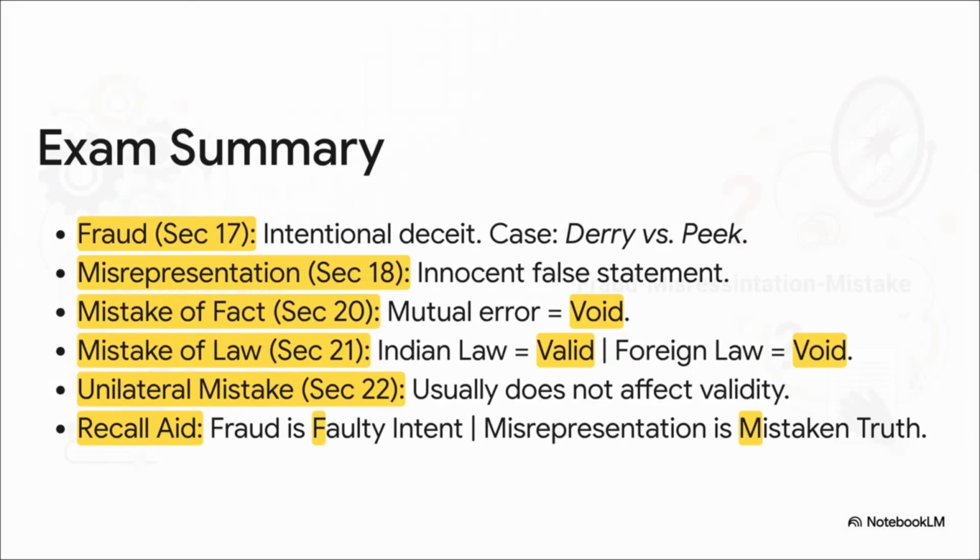In summary, fraud under Section 17 requires an intent to deceive, with Derry v. Peek as the landmark authority. Misrepresentation under Section 18 involves an innocent false statement. A mutual mistake of fact under Section 20 renders a contract void. A mistake as to Indian law under Section 21 does not, but a mistake of foreign law does. A unilateral mistake under Section 22 generally does not invalidate a contract.